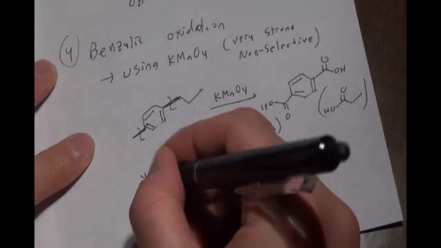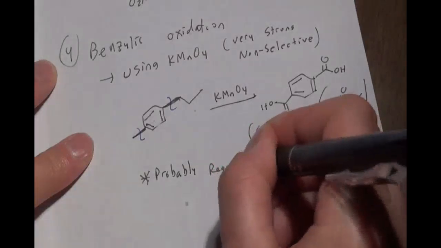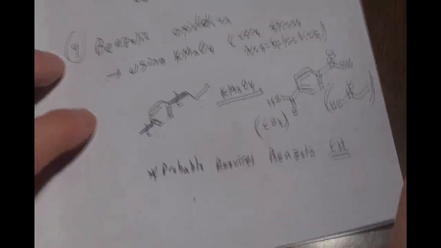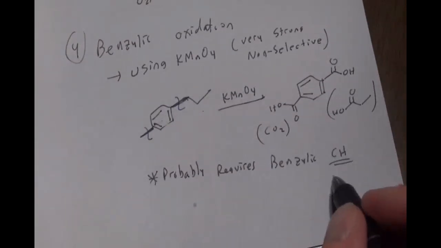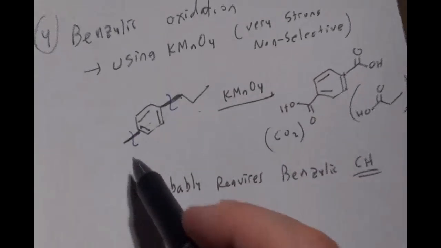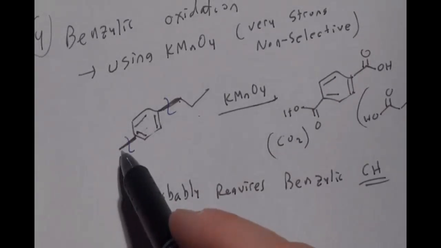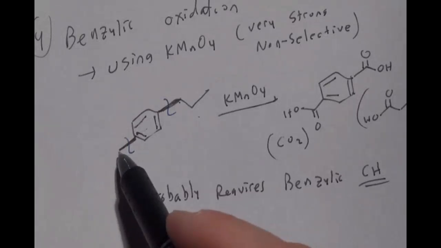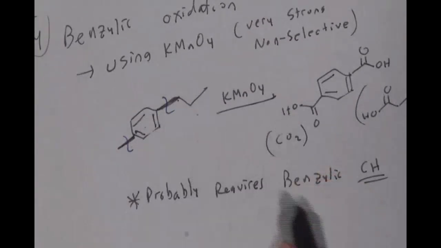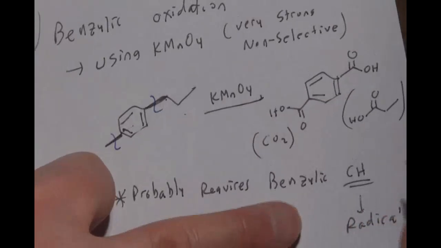It probably requires a benzylic CH to work, because there's something special about benzylic CHs in terms of radical stability and things like that. So most likely the mechanism involved some kind of radical formation, like pulling off the CH to make a CH2 dot, or maybe pulling off that position to make radicals. We'll just say radicals. Probably a radical mechanism, okay?